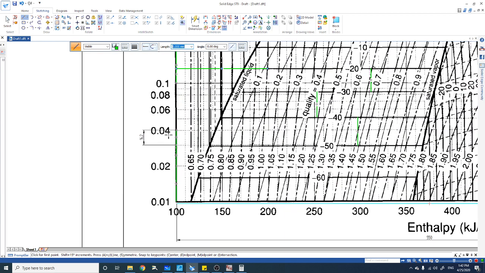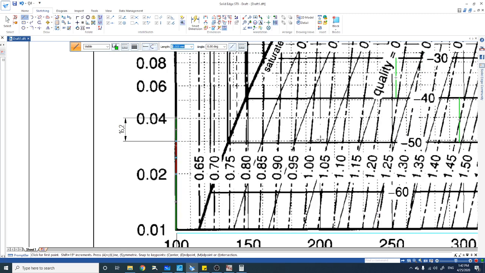So 0.032 MPa, what are the data points you can find which are listed here? You don't have a 0.03 value. The next lower value provided is 0.02, and the higher value is 0.04. But what you can notice is that a dotted line is provided between 0.02 MPa and 0.04 MPa. This dotted line corresponds to 0.03 MPa.